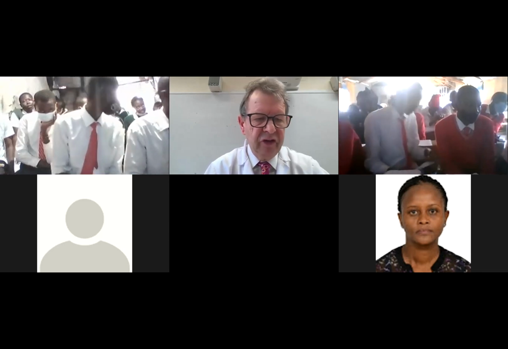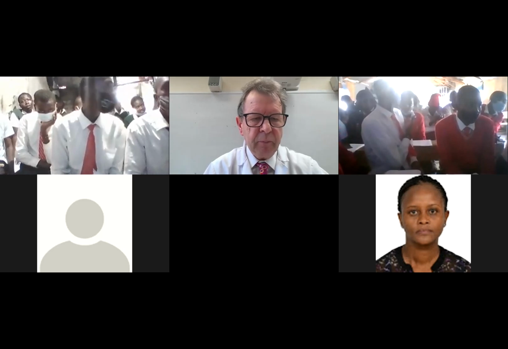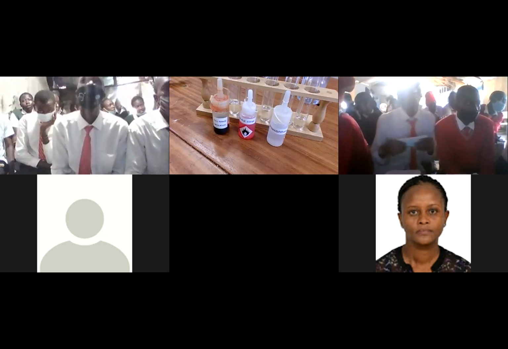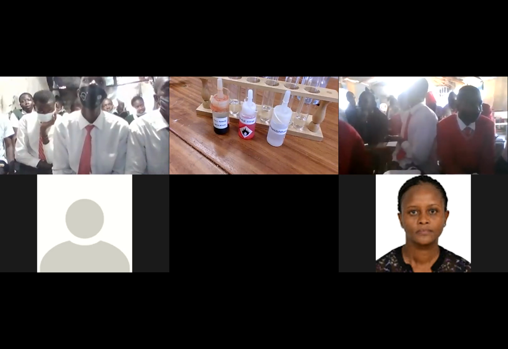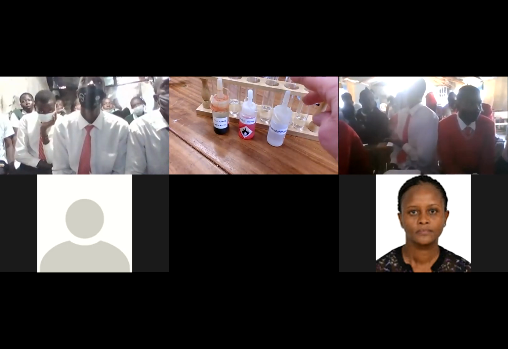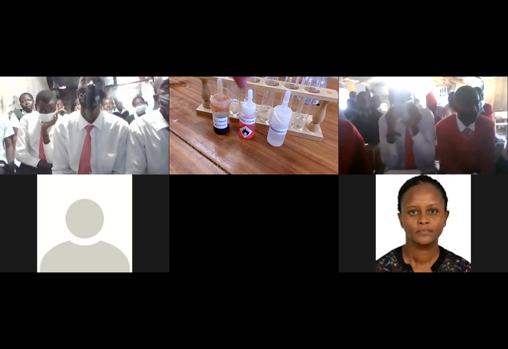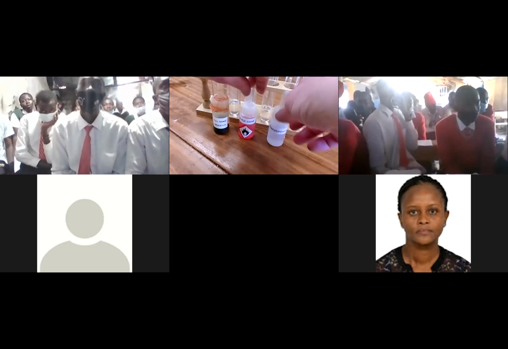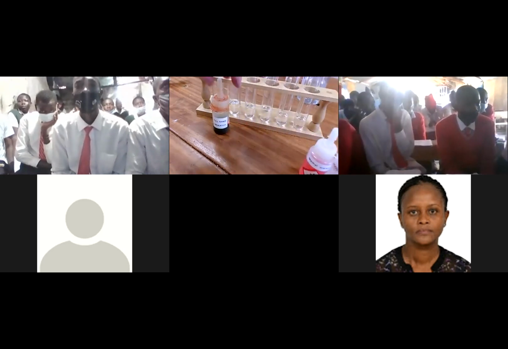So I'm just going to use a different camera. I hope it works. Yes. I hope you can see now, over here, I have some phenolphthalein, some methyl orange, and some full range indicator. And what I'm going to do is show you the colors that they go in acids and alkalis. So I'm going to add some full range indicator into this tube.